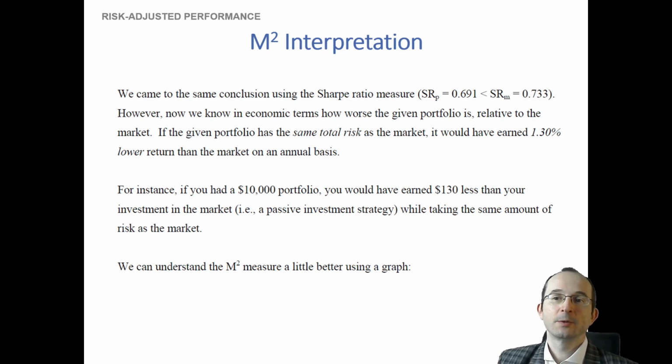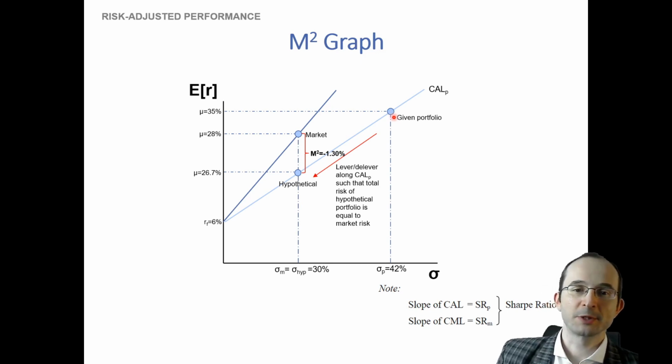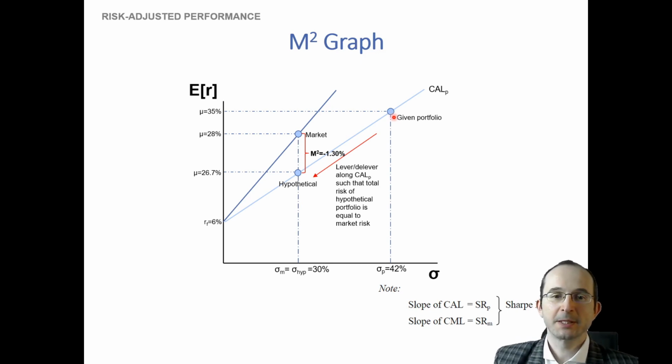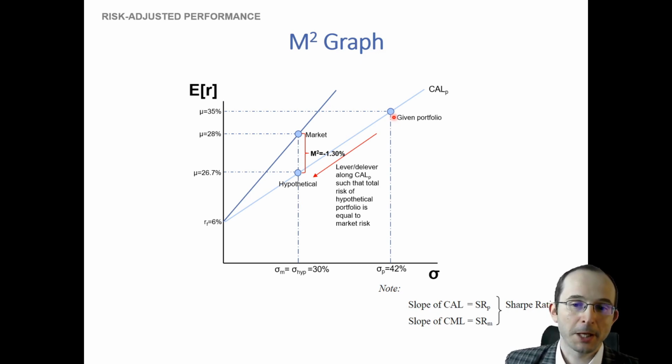If all of this sounds complicated, the picture's worth 1,000 words, so here's a way that we can visualize it. Here's where we start. Remember, the portfolio we were given to evaluate had a total risk of 42%, expected return of 35%, and what we want to do is say by how much does this portfolio actually underperform the market? Well, while they have different risks, we can't really compare them directly apples to apples. It wouldn't make sense to say 37 minus 28.